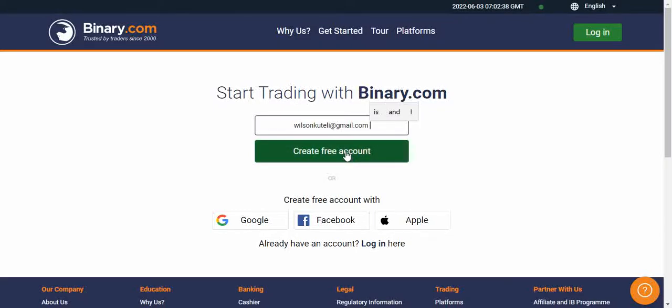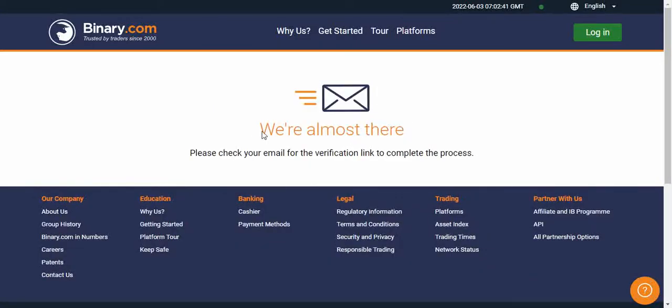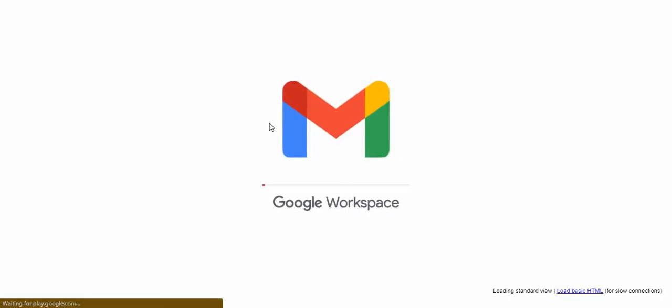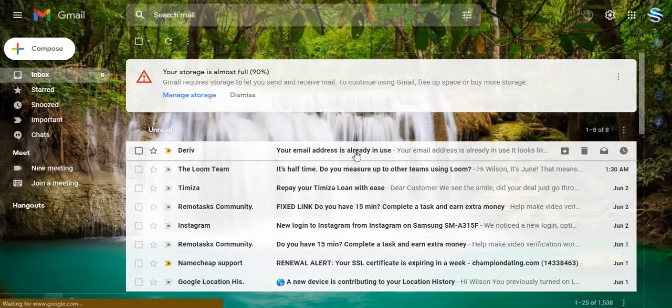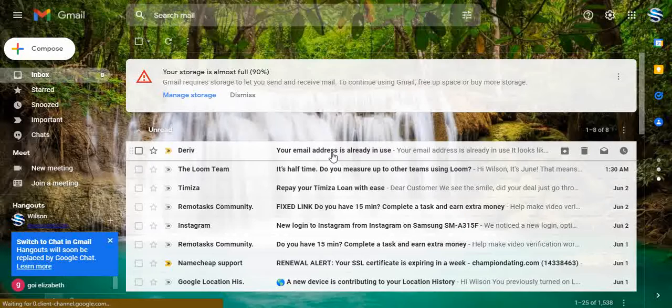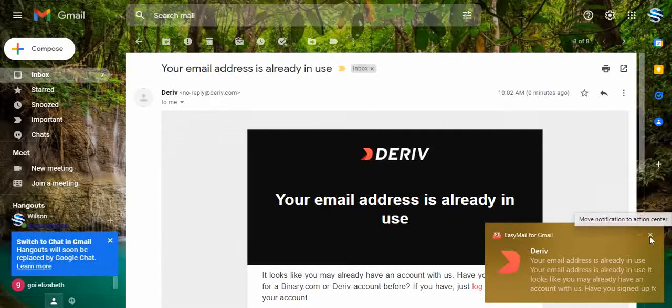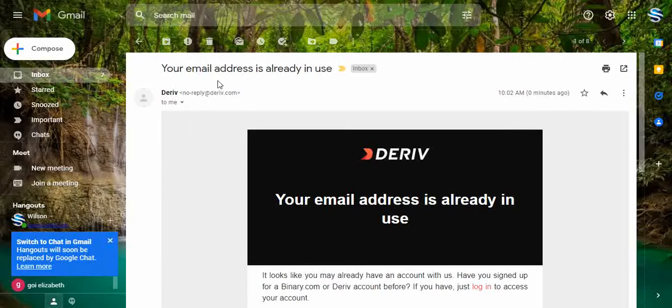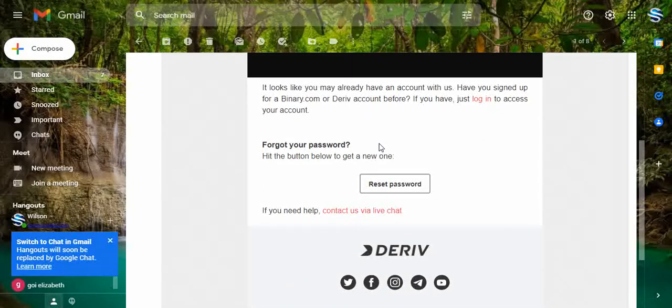So when I click create, then they will send an email to my inbox. So I go to my Gmail, and remember, I already have an account with that email. See this, it is 10:03. This one came in at 10:02. So I just click that, and now you see we are on binary.com. The email is coming from Deriv company.